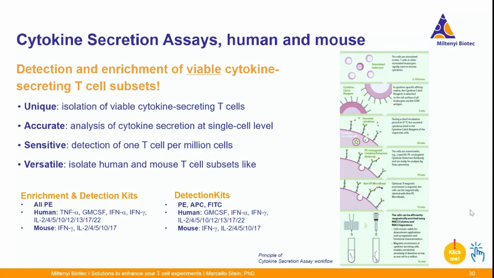For flow detection only, we have the detection kits. For the separation of viable cytokine secreting cells, we have the detection and enrichment kits, including the additional enrichment step via a MAX column.